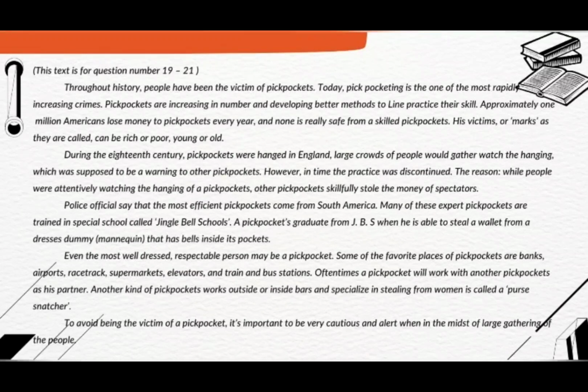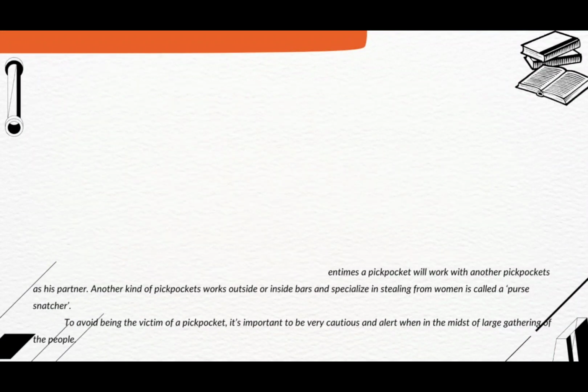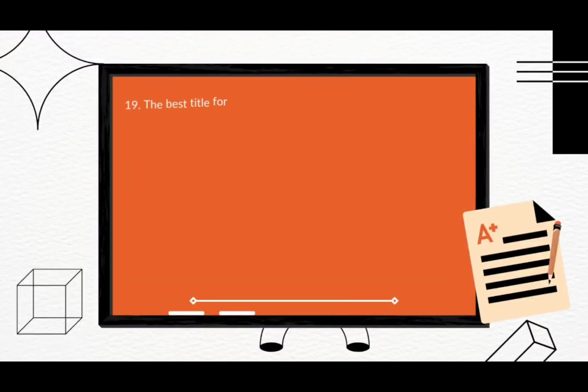Some of the favorite places of pickpockets are banks, airports, racetracks, supermarkets, elevators, and train and bus stations. Oftentimes a pickpocket will work with another pickpocket as his partner. Another kind of pickpocket, who works outside or inside bars and specializes in stealing from women, is called a purse snatcher. To avoid being the victim of a pickpocket, it's important to be very cautious and alert when in the midst of large gatherings of people.